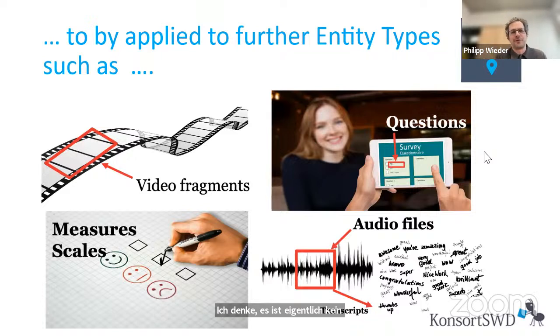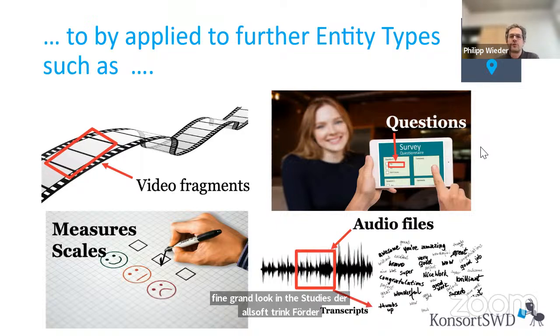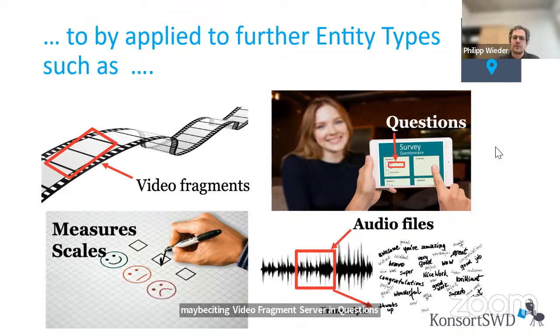In particular, if you ask the colleagues from the social sciences, they will tell you there's more to it. We talked about parts of questionnaires, in this case a more fine-grained look into studies, but they also think further, maybe citing video fragments, survey questions, audio files, or even parts of audio files, transcripts, and these kinds of things. That's what we see in many of our use cases: people value the existence of PIDs, but they would like to have PIDs for more use cases, for more application scenarios.